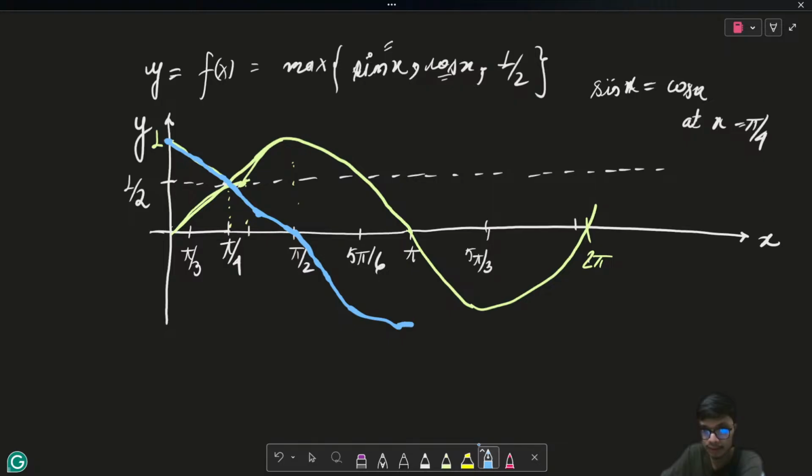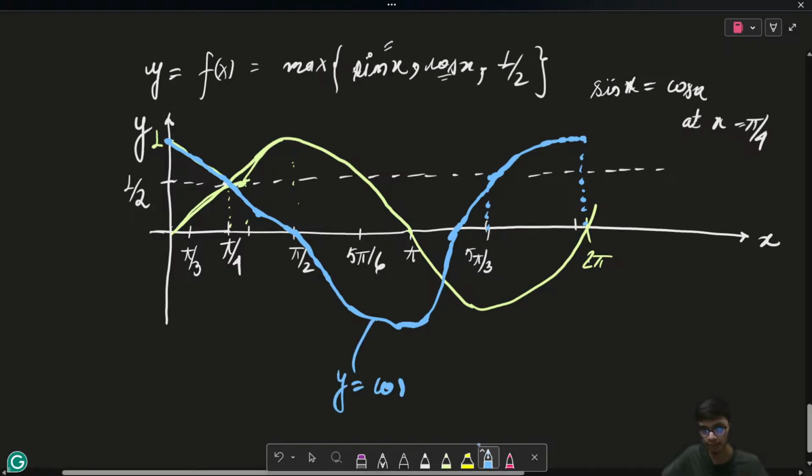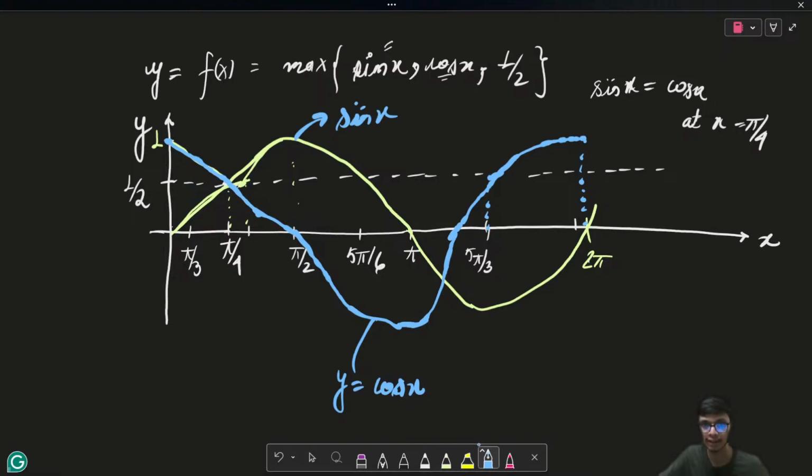And then somewhere over here 3 pi by 2, it will increase, and again at 5 pi by 3 it will be equal to half, and then it will be increasing up till 2 pi, right, like this. Okay, so this blue curve denotes y is equal to cos x, and this yellow curve denotes y is equal to sin x, and this dotted line denotes y is equal to half, right?